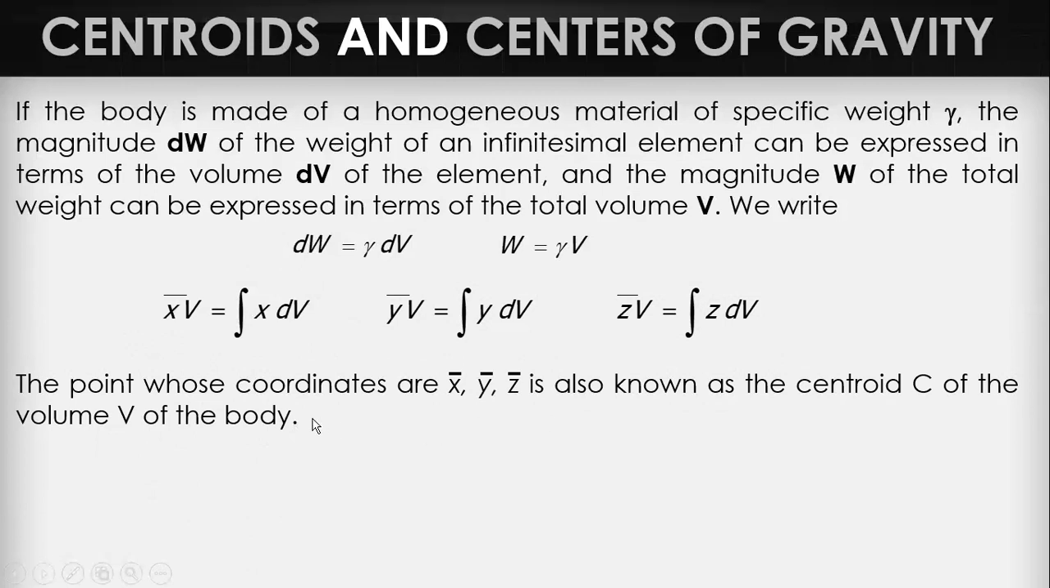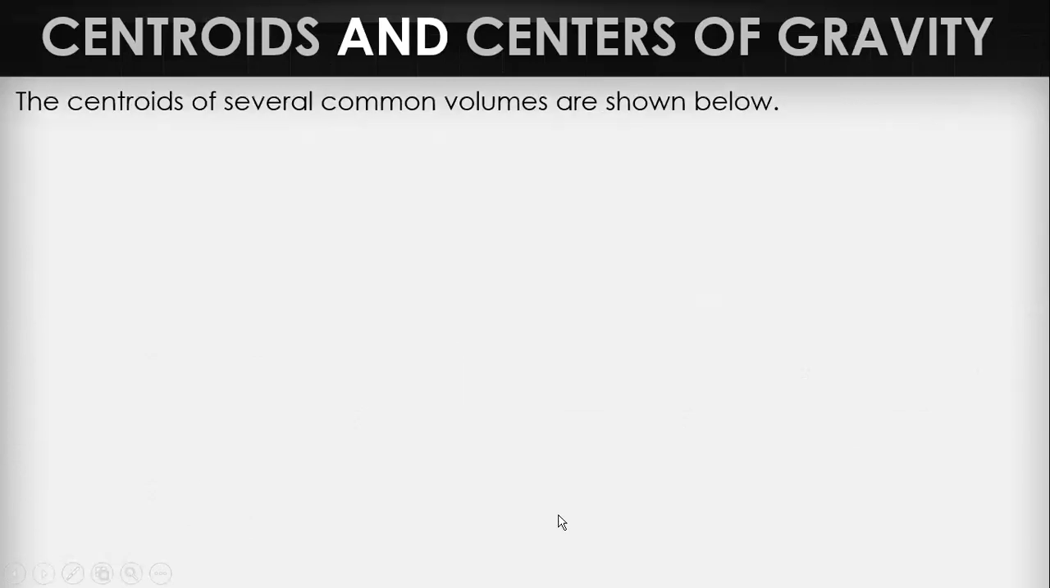So the point whose coordinates are x bar, y bar, z bar is also known as the centroid C of the volume V of the body. The centroids of several common volumes are shown below. Hemisphere.